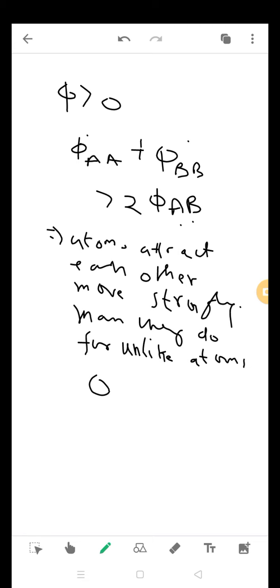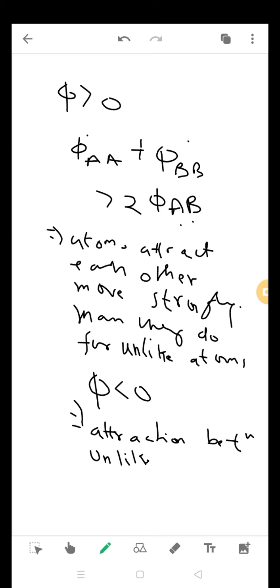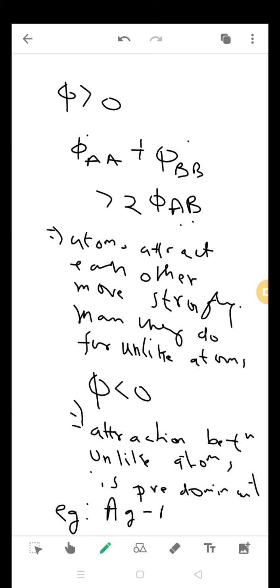And the opposite is the case when phi is less than 0. It means that there is an attraction between unlike atoms. The attraction between unlike atoms is predominant. And a very good example of this is your silver and gold system that we talked about.